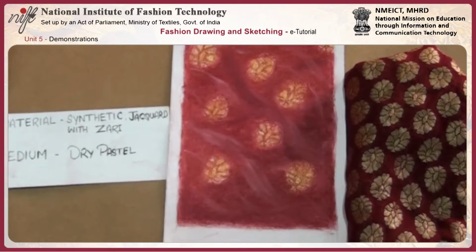Here you are watching a synthetic fabric which has a jacquard woven pattern where zari is used. As zari is used, you can see that there's a lot of shine in the motifs. So the illustrator has used dry pastels to render this synthetic fabric which has jacquard motifs.